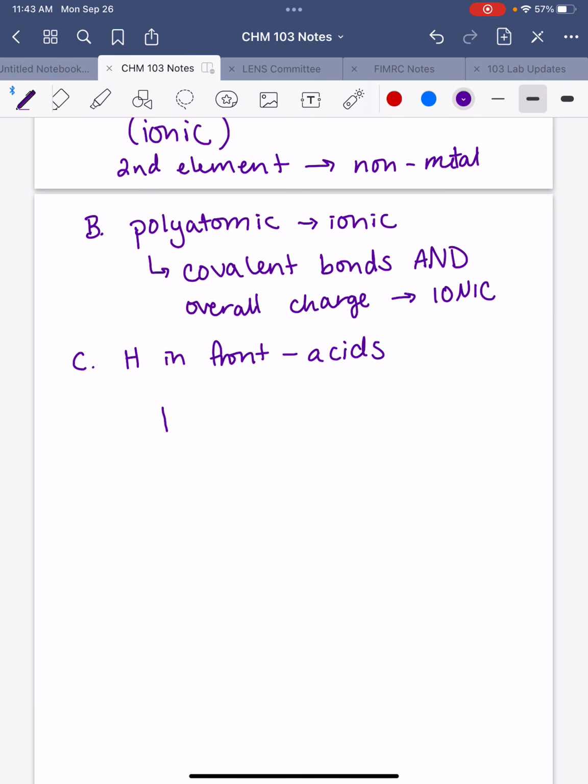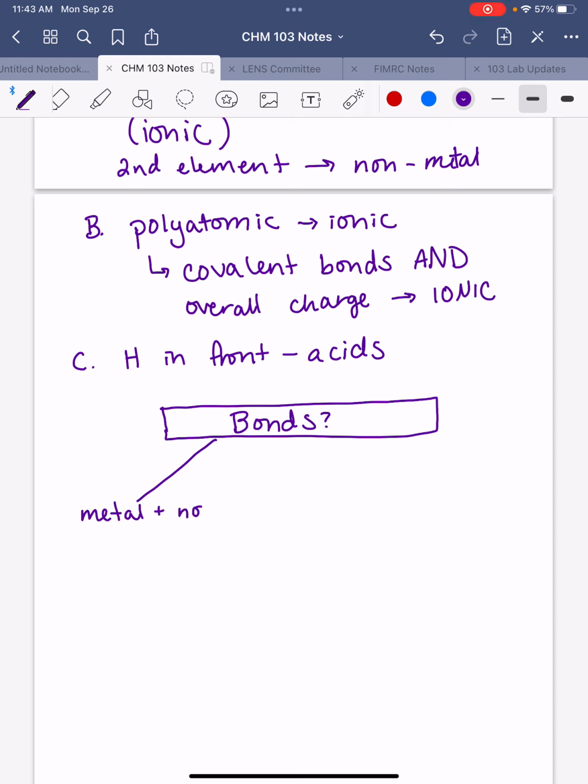So the flow chart says, okay, what kinds of bonds do we have? That's always our first question, so we know how we're going to name. If we have a metal plus a nonmetal, or if that nonmetal is a polyatomic, then we know that the types of bonds are ionic bonds.